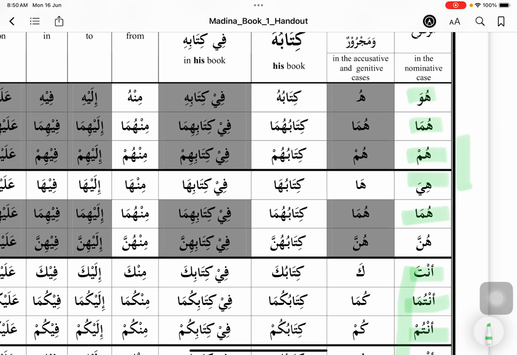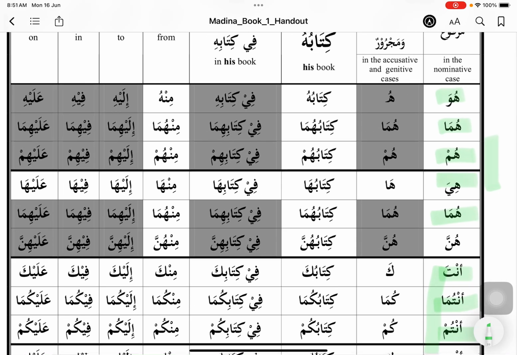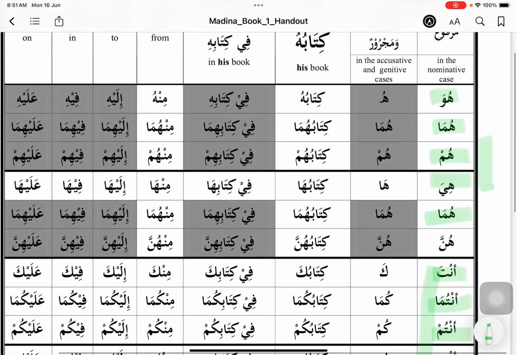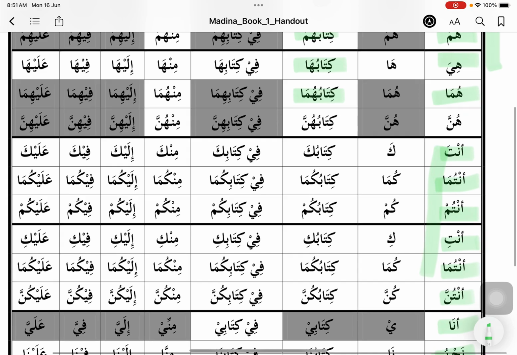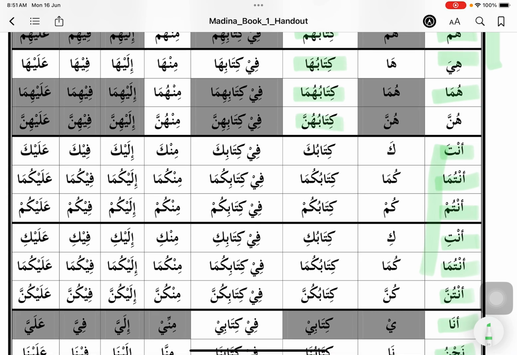These 14 forms also come in attached form to other nouns. For example, if we say kitabuhu, that means his book. So huwa becomes hu when we attach it to kitab, his book. Kitabuhuma, the book of those two men. Kitabuhum, their book. Kitabuha, her book. Kitabuhuma, again dual. Kitabuhunna, their book, female.